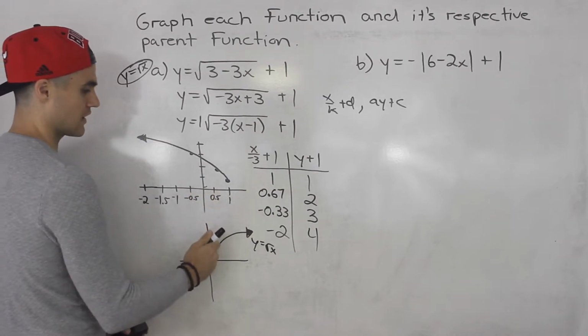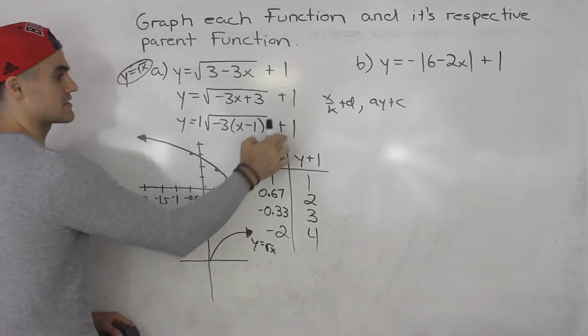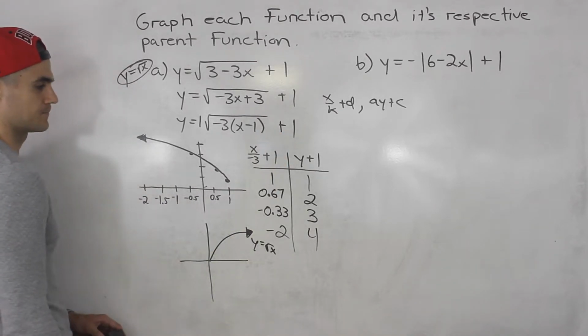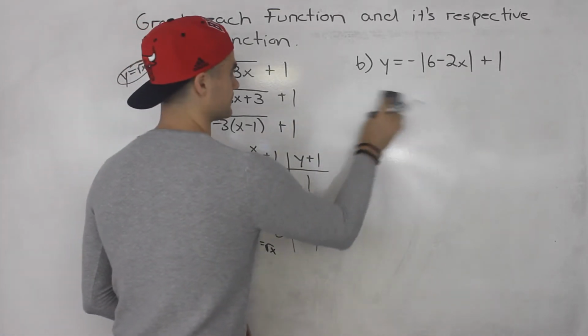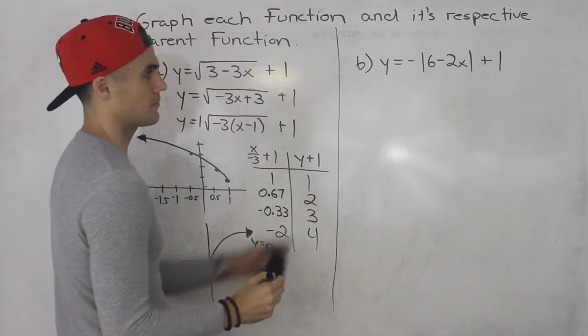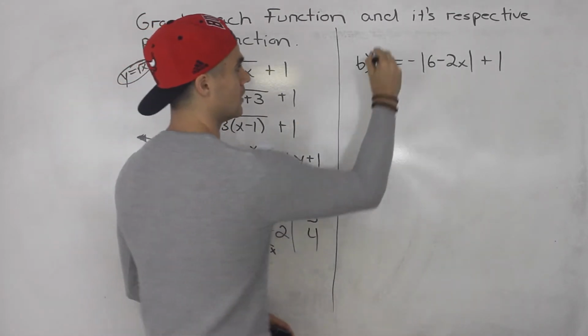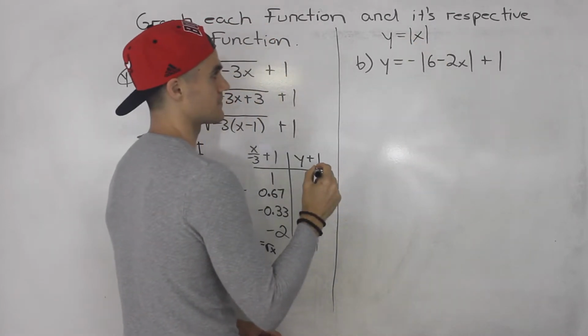And then we shifted it 1 to the right and then 1 unit up, that c value of positive 1. Right, so that there is your transformed function. Okay, moving on to part B. What is the parent function we're dealing with here? Well, it's y is equal to absolute value x.